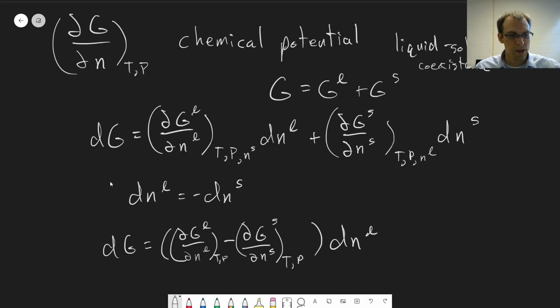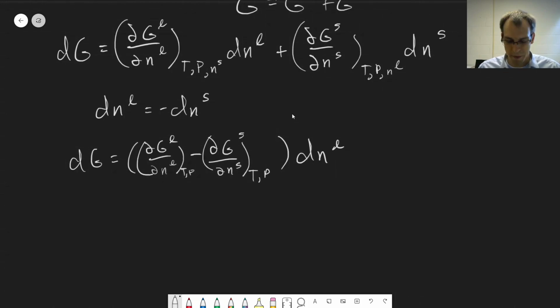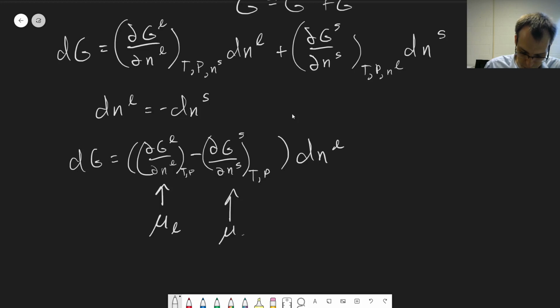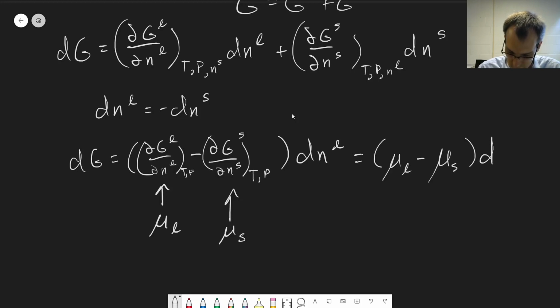Okay, and it gets tiresome to write these partial derivatives over and over, so we give this the symbol mu. Why mu? I don't know. So this one we would call mu L, and this one we call mu S. So these are the chemical potentials. And we can rewrite this expression as dG equals (mu L minus mu S) times dNL.